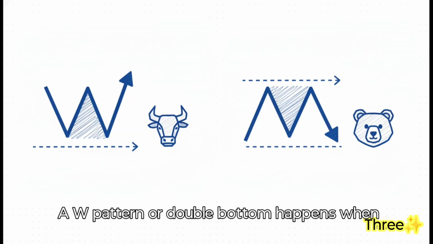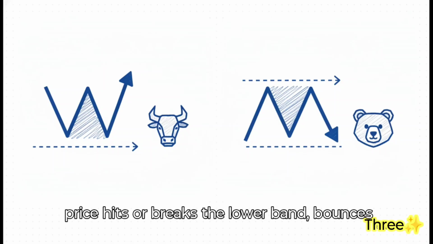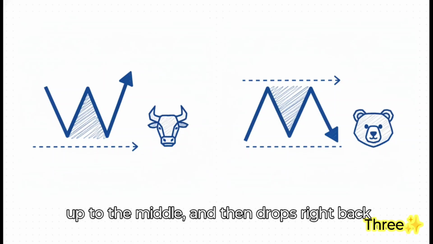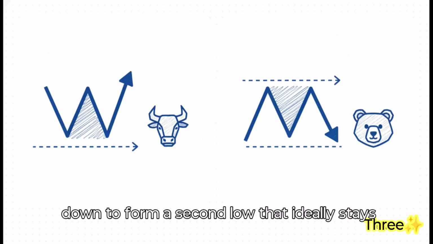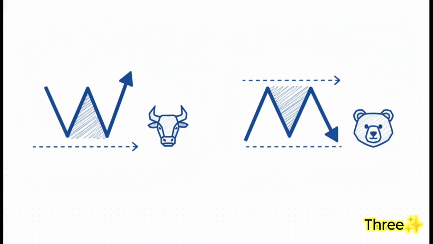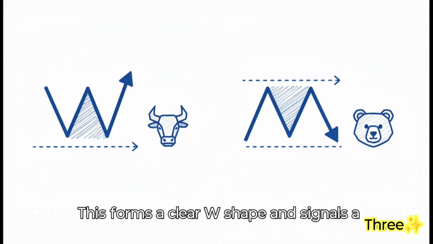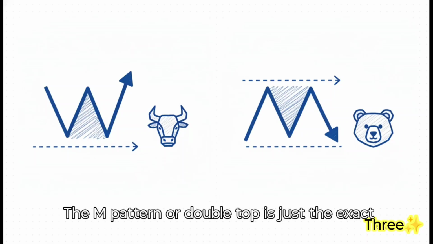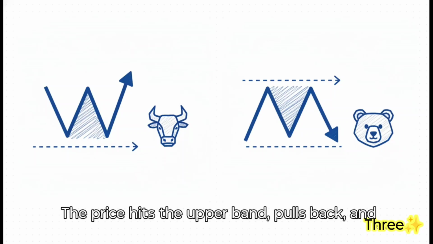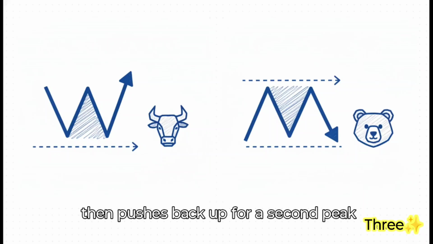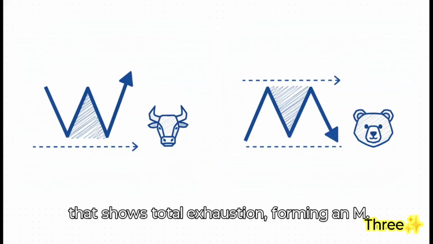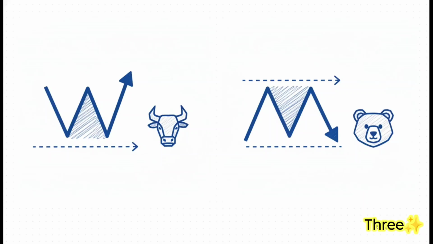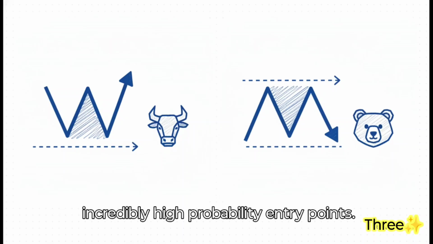A W pattern or double bottom happens when price hits or breaks the lower band, bounces up to the middle, and then drops right back down to form a second low that ideally stays inside the band. This forms a clear W shape and signals a powerful bullish reversal. The M pattern or double top is just the exact opposite. The price hits the upper band, pulls back, and then pushes back up for a second peak that shows total exhaustion, forming an M. Buying or selling the neckline breaks of these patterns provides incredibly high probability entry points.